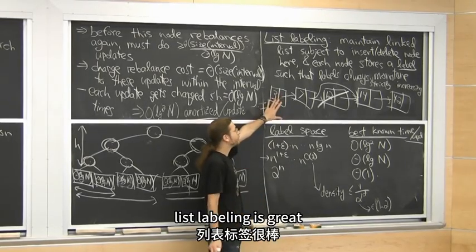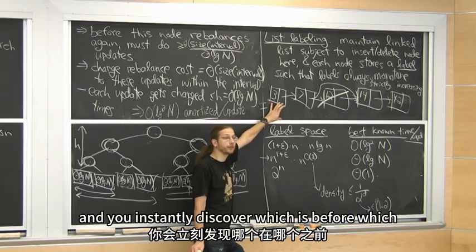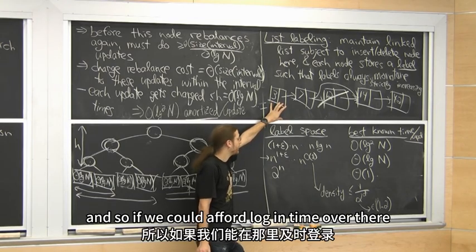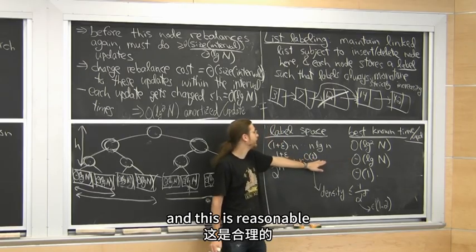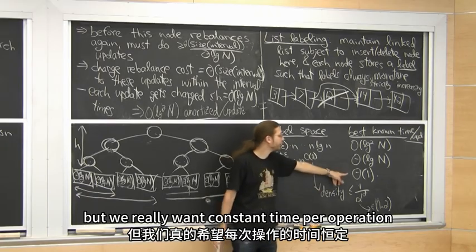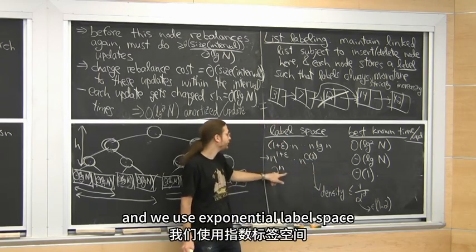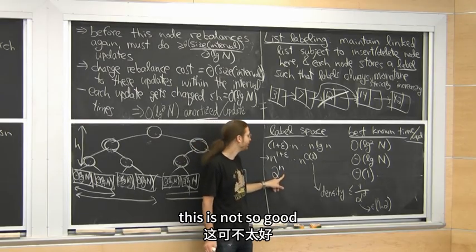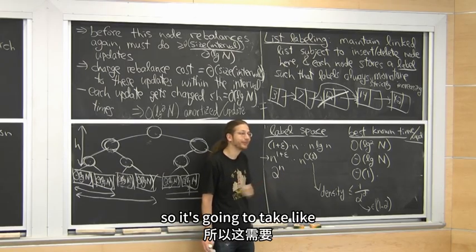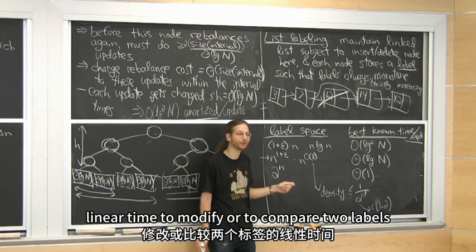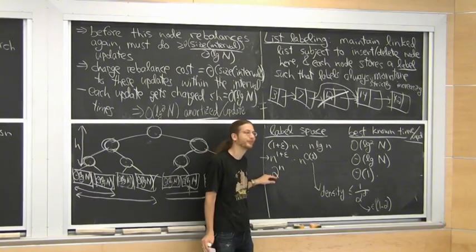List labeling is great because it lets you do order queries, right? You just compare the two labels and you instantly discover which is before which. And so if we could afford log n time over there, we could just use this solution, and this is reasonable. But we really want constant time per operation. Now if we do constant time per operation, and we use exponential label space, this is not so good because it means you need n bits to write down a label. So it's going to take linear time to modify or to compare two labels. So this doesn't save you.